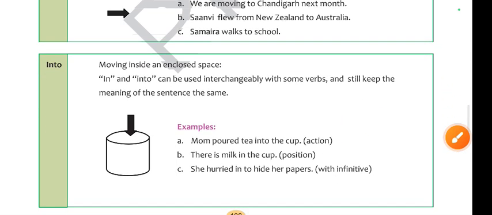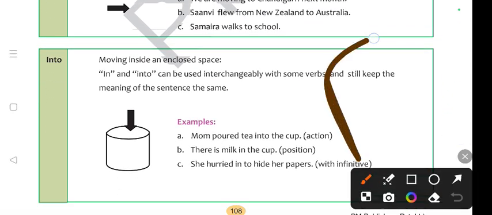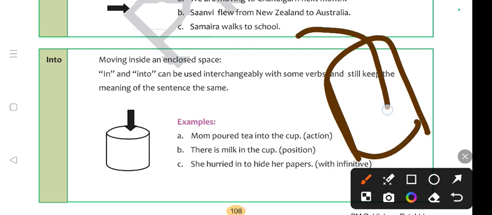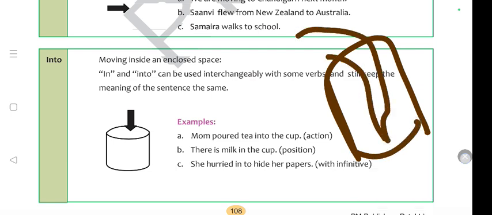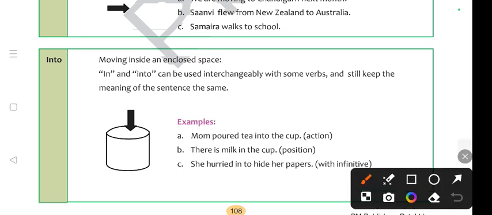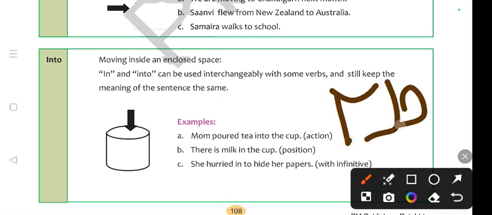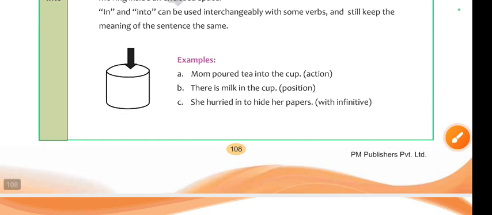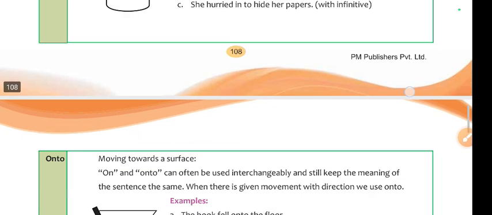Where do we use into? When you are moving inside an enclosed space, like this is a place and you are moving inside it. Understood? Because motion is there, so we use into. Like mom poured tea, coffee into the cup. So there is milk in the cup. There is milk into the cup. She hurried into hide her papers.